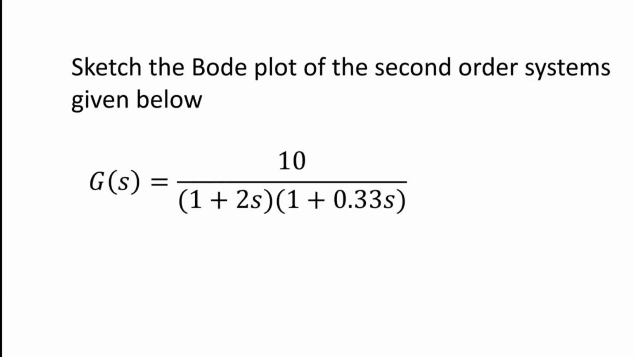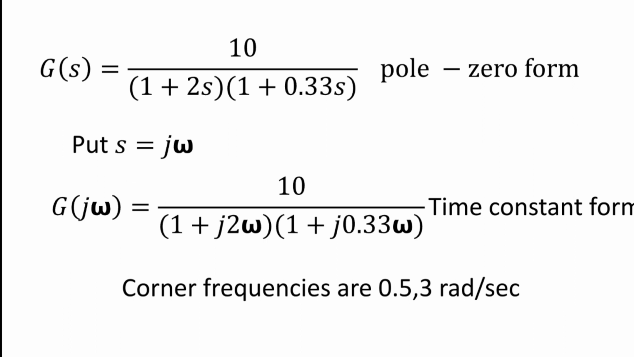Second order systems given below. G of s is equal to 10 over 1 plus 2s multiplied by 1 plus 0.33s. The given system is in the form of pole zero.